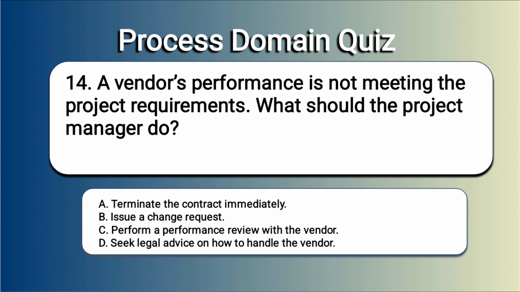A vendor's performance is not meeting the project requirements. What should the project manager do? A. Terminate the contract immediately. B. Issue a change request. C. Perform a performance review with the vendor. D. Seek legal advice on how to handle the vendor.